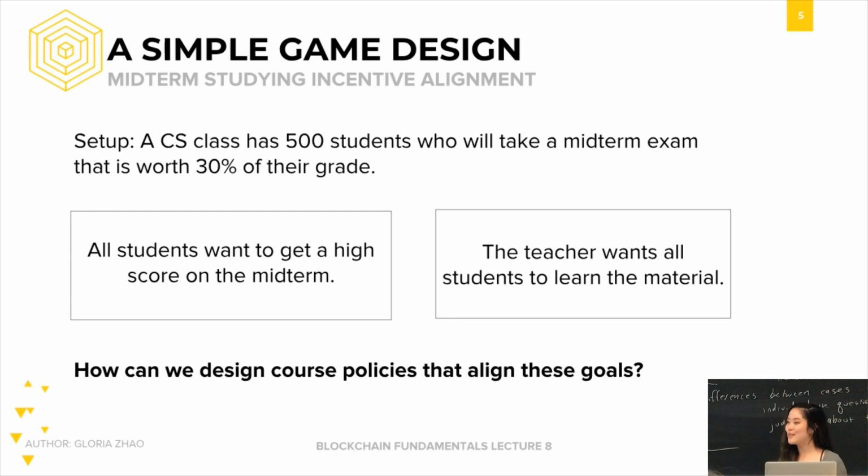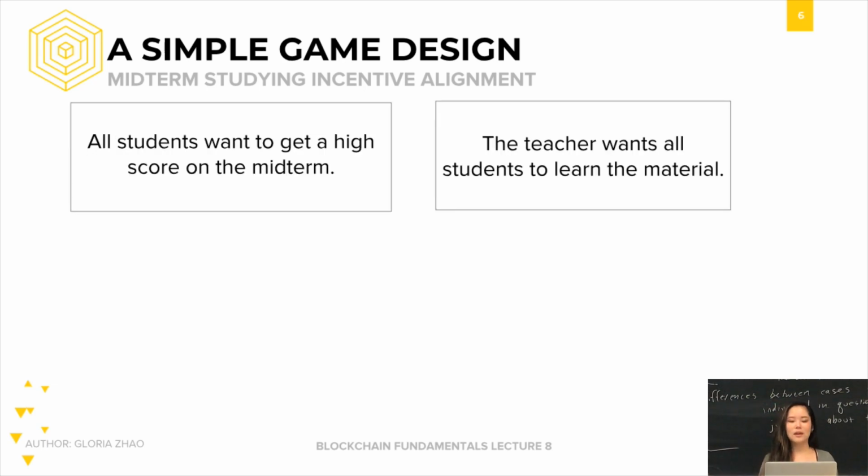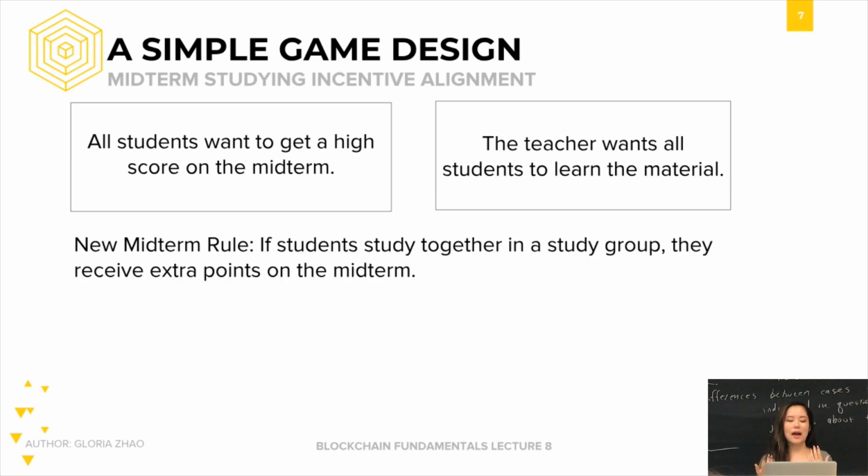So do we think this is possible, first of all? As students, raise your hand if you think it's possible. In an ideal world, of course, this is possible. So let's say in the most simplest case, just don't think of all of the extra things that can happen. We have students wanting to get a high score and teachers wanting people to learn material. So they have a new midterm rule. If you study in a group, you will get extra points on the midterm.